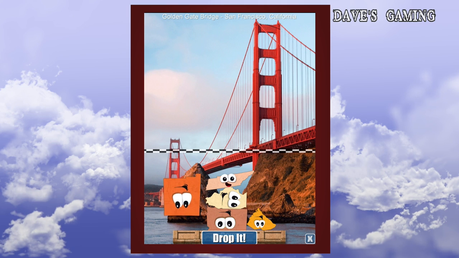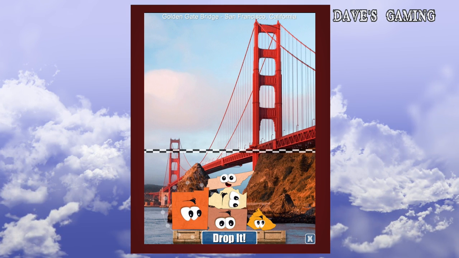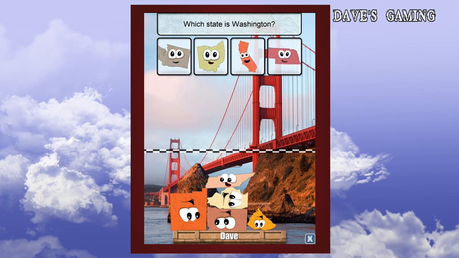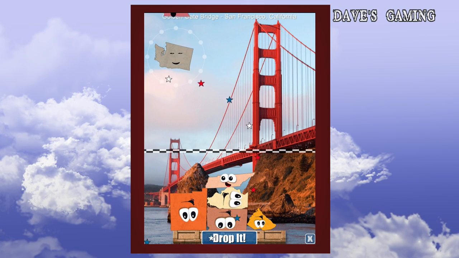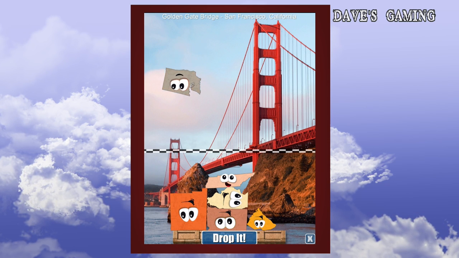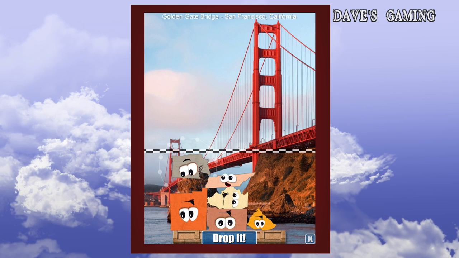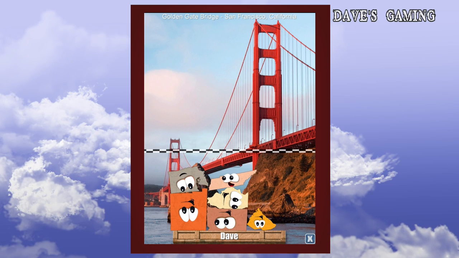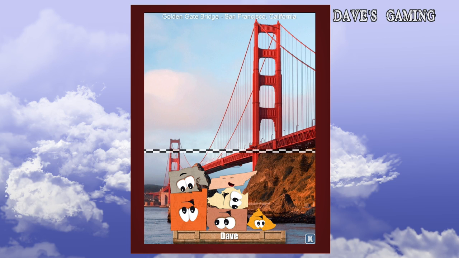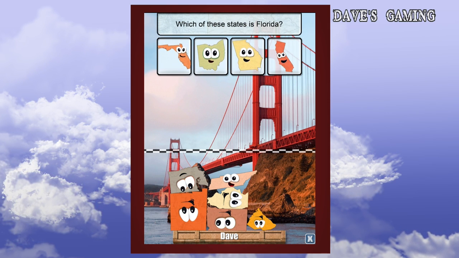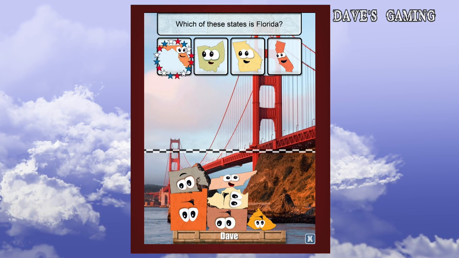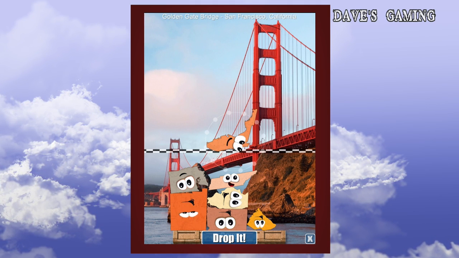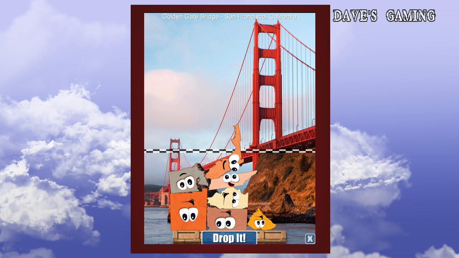All right. Jeez, I'm enjoying this game so far. Which state is Washington? Yeah, this one, that I know. It's brown. What color is this? I don't know. Brown? I don't know what color this is though. Okay. What's the next one? Which of the states is Florida? Florida is this one. Yes, that I know. Exactly. It looks like a gun. That's how I remember it.